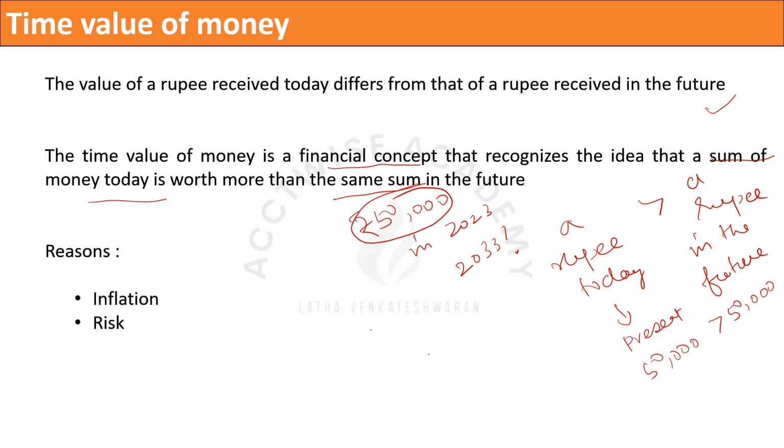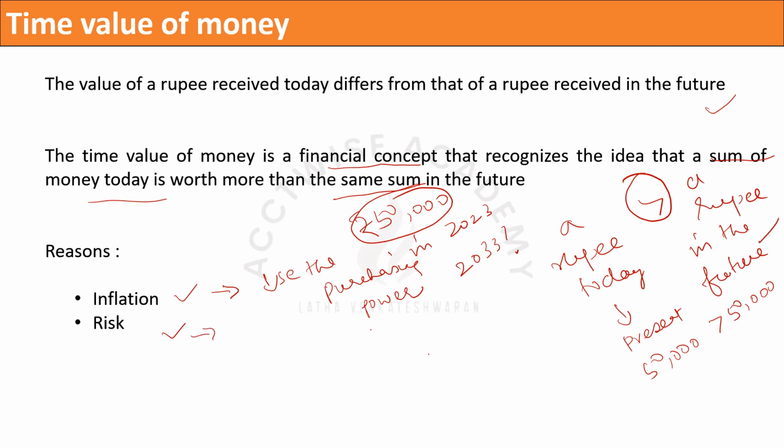What are the reasons for it to lose value? The main reasons we can say are inflation and risk. Let us see why inflation. Inflation decreases the purchasing power over time, causing the sum of money today to have greater value than the same amount in the future.